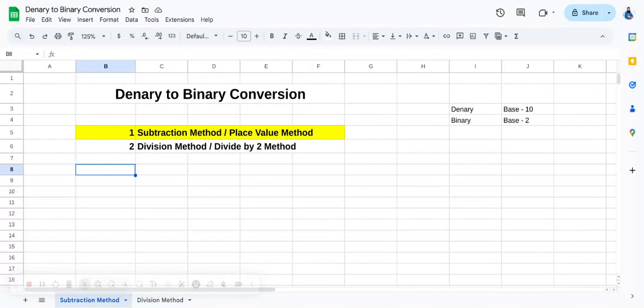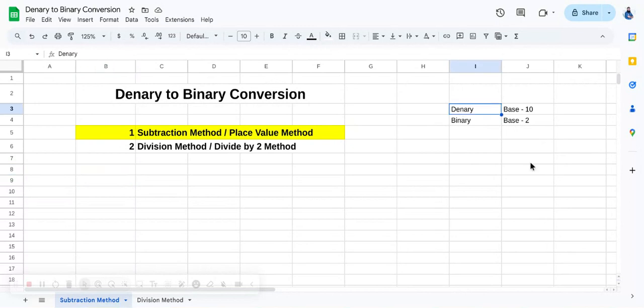I am Haroon Rashid, and in this video I am going to explain how you can convert from a denary to binary number. Usually when we are given a denary number to convert into binary number, we have two different methods to work on. But before we talk about these two methods, let's talk about what is a denary number.